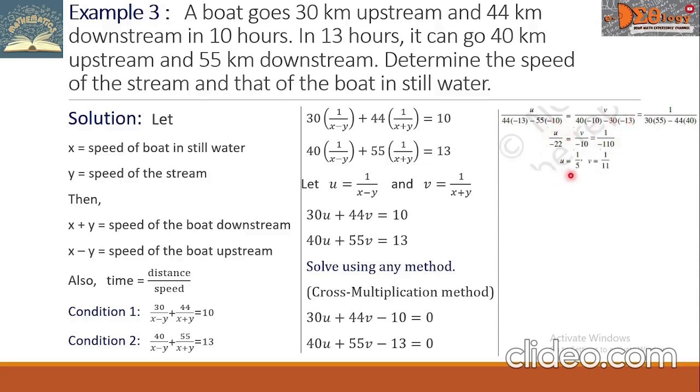When we solve for u, we equate this fraction to the last fraction. We will get u equals 1 over 5. For v, we equate this fraction to the last fraction. The value of v equals 1 over 11.